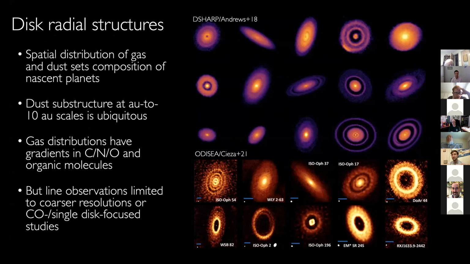Okay, so moving on to disk radial structures. Why do we care about disk radial structures? We know that the spatial distribution of gas and dust sets the composition of the nascent planets that are forming in them. And thanks to some really great observational work in the last few years, we've seen that dust substructure at the 1 AU to 10 AU scale, so at very small scales, is ubiquitous. We see lots of rings and gaps and spiral arms, shown in these nice 2 surveys here to the right.